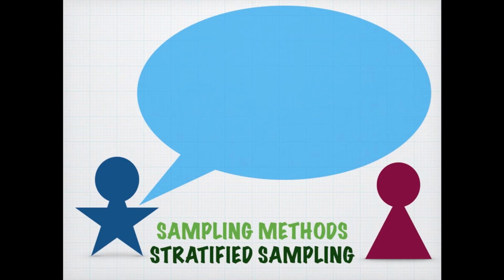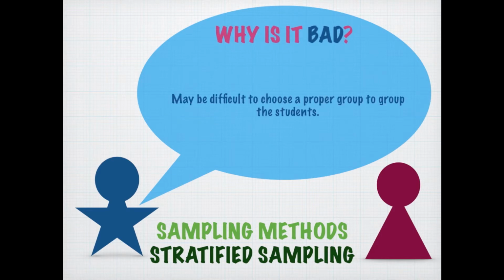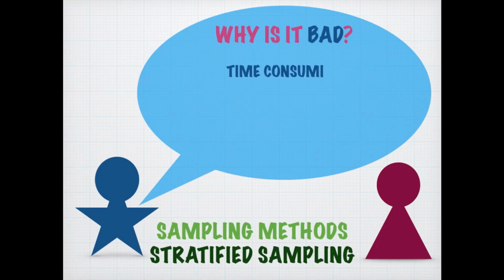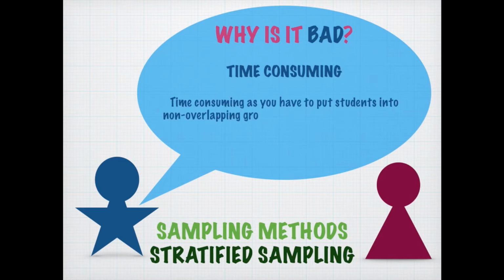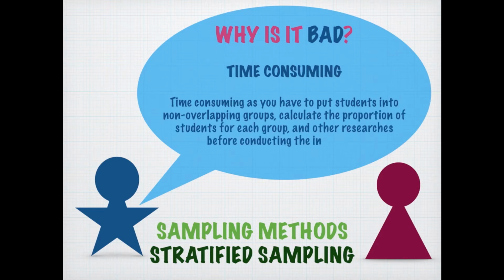However, it may be difficult to choose a proper group to group the students. It is also time-consuming as you have to put students into non-overlapping groups and calculate the proportion of students for each group, and other researches have to be made before conducting the interview.